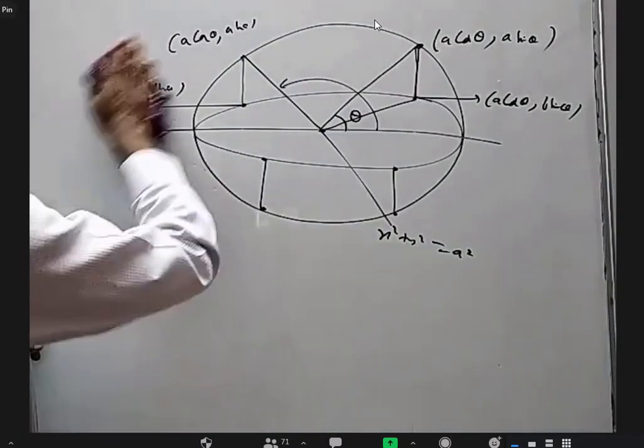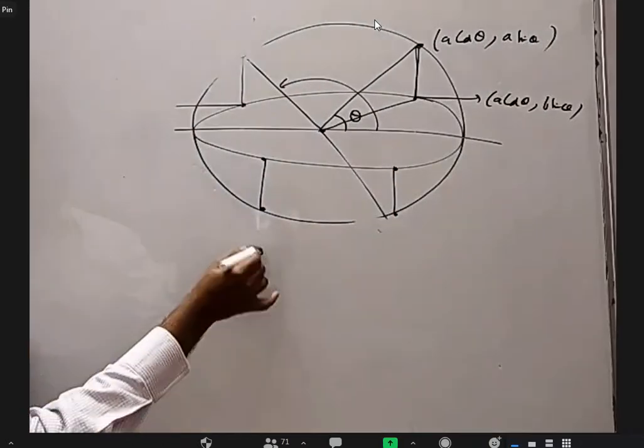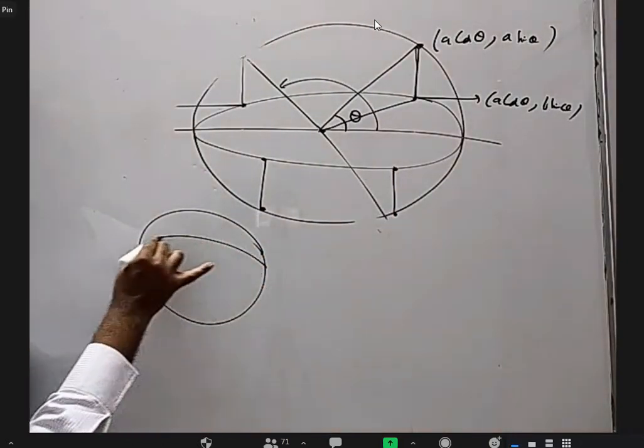But still, there is a reason I'm telling this. Why? You take the auxiliary circle and take that ellipse.